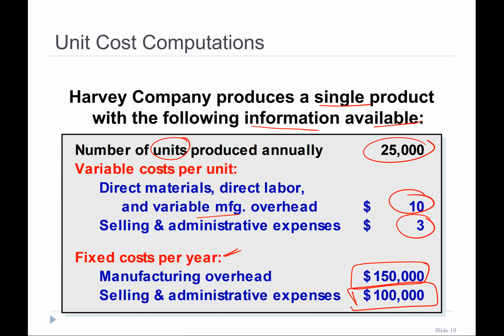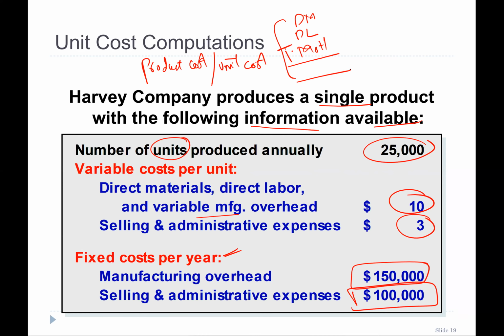So what is the unit cost under each method? Can you calculate? We just completed that. What is the product cost or unit cost? Under absorption, direct material, direct labor, and manufacturing overhead. Total manufacturing overhead. So can we calculate here?